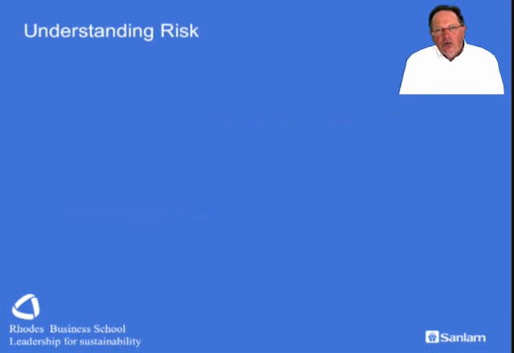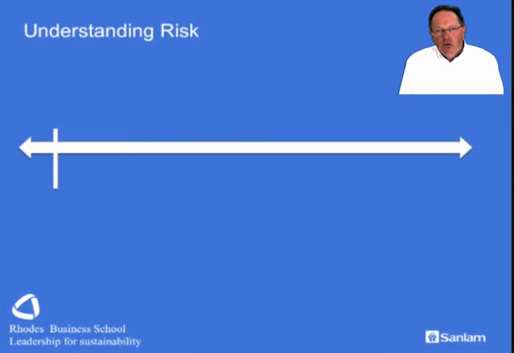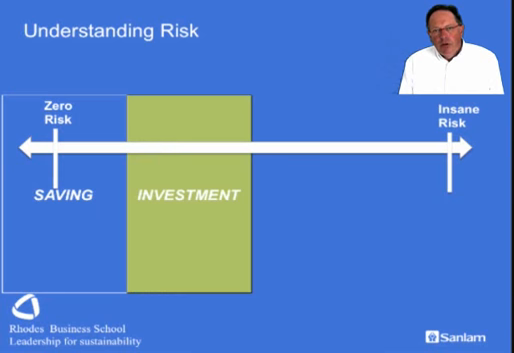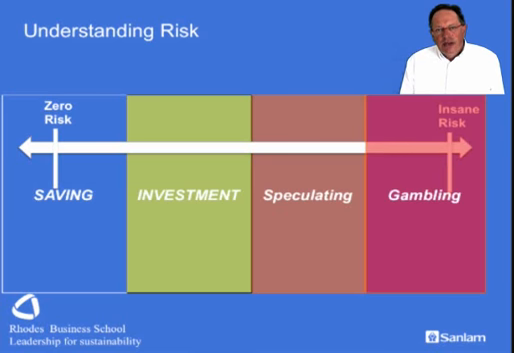Right, let's start off with understanding risk. So, put up a line and draw 2 goalposts. On the left goalpost, you put 0 risk. I'm not prepared to take any chances. On the right, insane risk. And then we start to fill in the spectrum. The lowest risk activity is saving. Then we get to investment, where we take on a little bit of risk. Even more risk when you are speculating, and then finally insane risk when you are gambling.